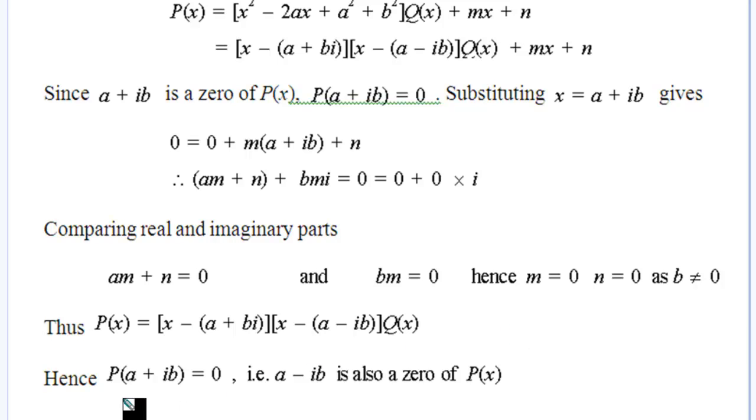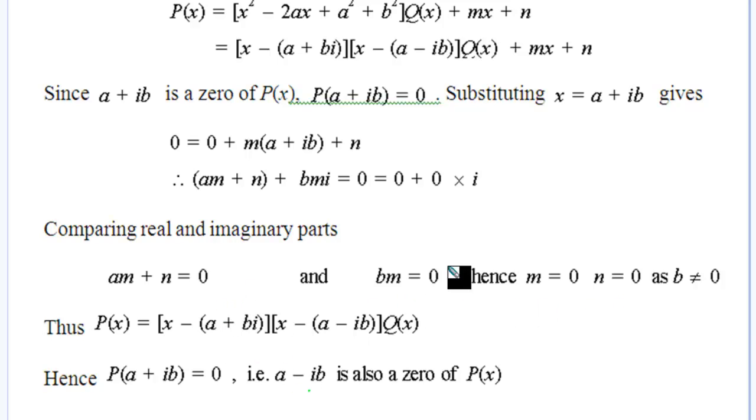So there, p of a plus ib is equal to 0, and therefore a minus ib would also be a zero, because those two factors multiply to give us something times q(x), since there's no remainder sitting there. So there's another proof of that theorem, and why it works.